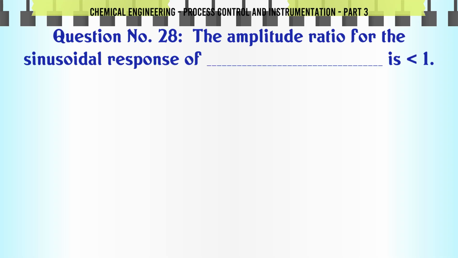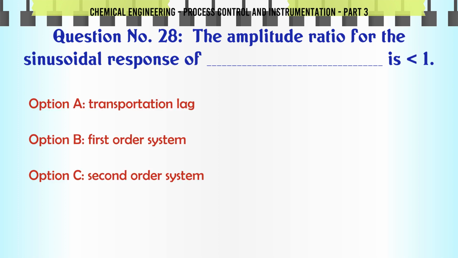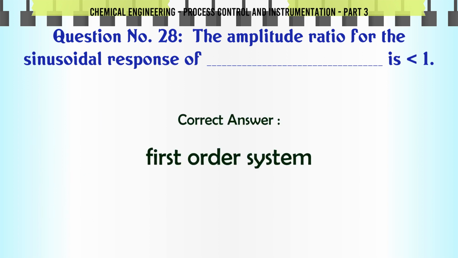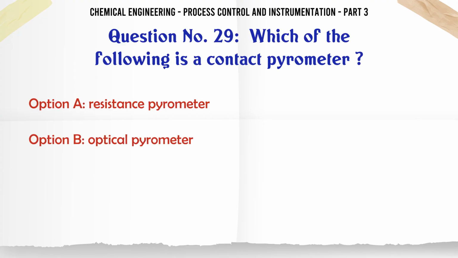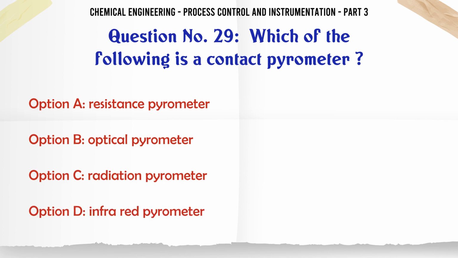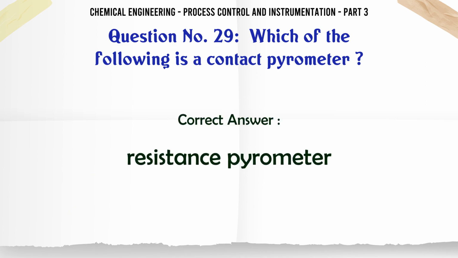The amplitude ratio for the sinusoidal response of is 1. A transportation lag, B first-order system, C second-order system, D none of these. The correct answer is first-order system. Which of the following is a contact pyrometer? A resistance pyrometer, B optical pyrometer, C radiation pyrometer, D infrared pyrometer. The correct answer is resistance pyrometer.